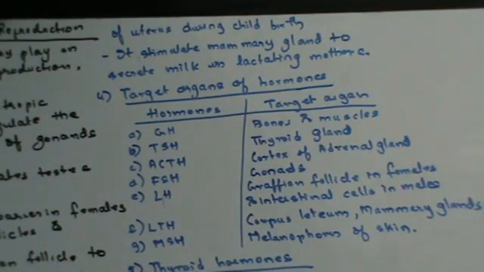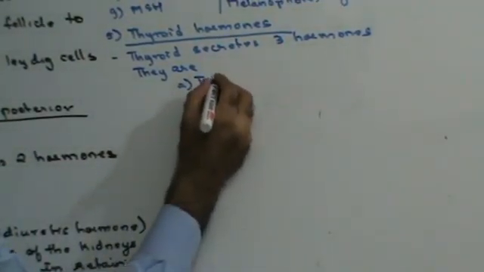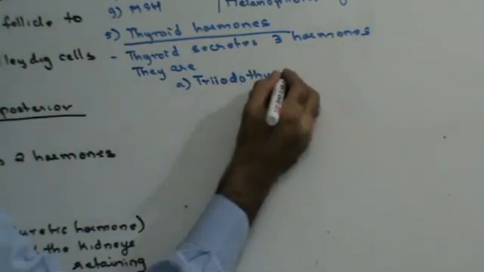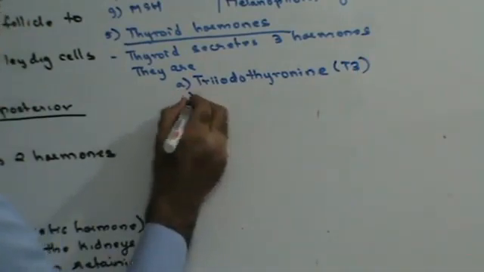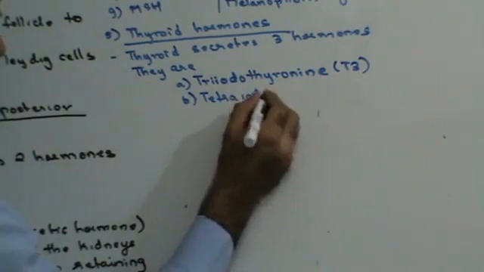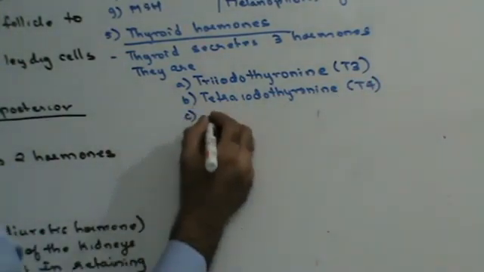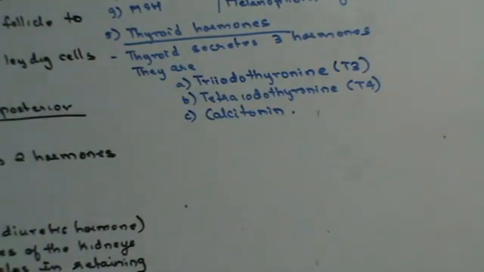Now, the thyroid secretes three hormones. They are triiodothyronine, which is also called T3; second, tetraiodothyronine, which is called T4; and the third is calcitonin. So these are the three hormones that are secreted by the thyroid gland, right?